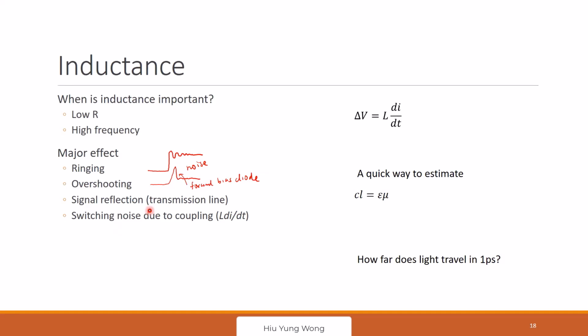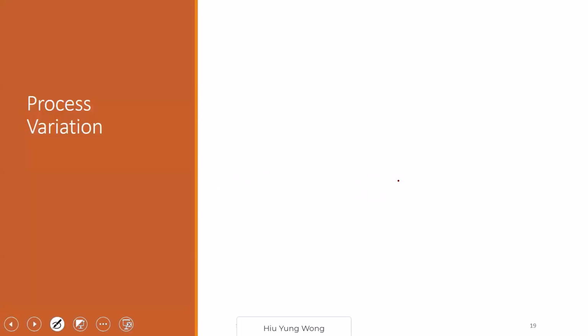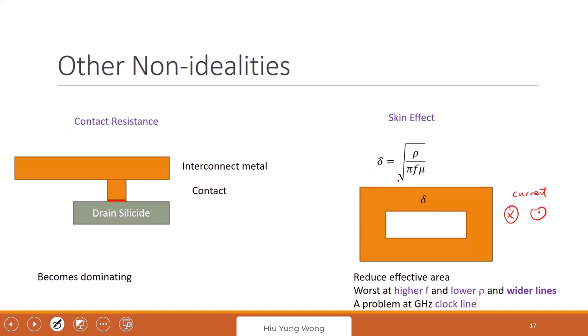So a quick way to estimate the inductance is to use this equation, capacitance times L equals this one. Okay, so this is important, but I'm not going to include this in the exam for the inductance, right? You can also calculate how fast the light travels in 1 picosecond, and to see all this transmission line effect. Okay. Any questions so far about the wire?